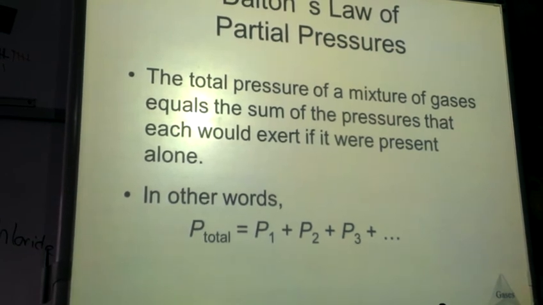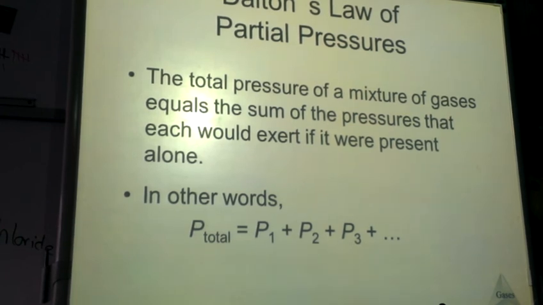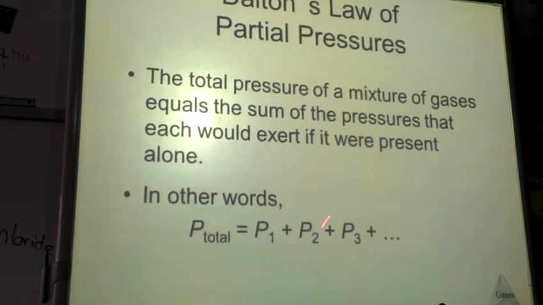Dalton's law of partial pressures. I think in your POGL, this is where we got to today, and then time ran out, so we had to stop. Dalton's law of partial pressures is that the total pressure of a mixture of gases equals the sum of the pressures that each of those gases would exert if they were present alone. In other words, we're going to add up each of those individual pressures, and the pressure of that mixture is going to be the total. So total pressure equals the pressure of each one of them individually.